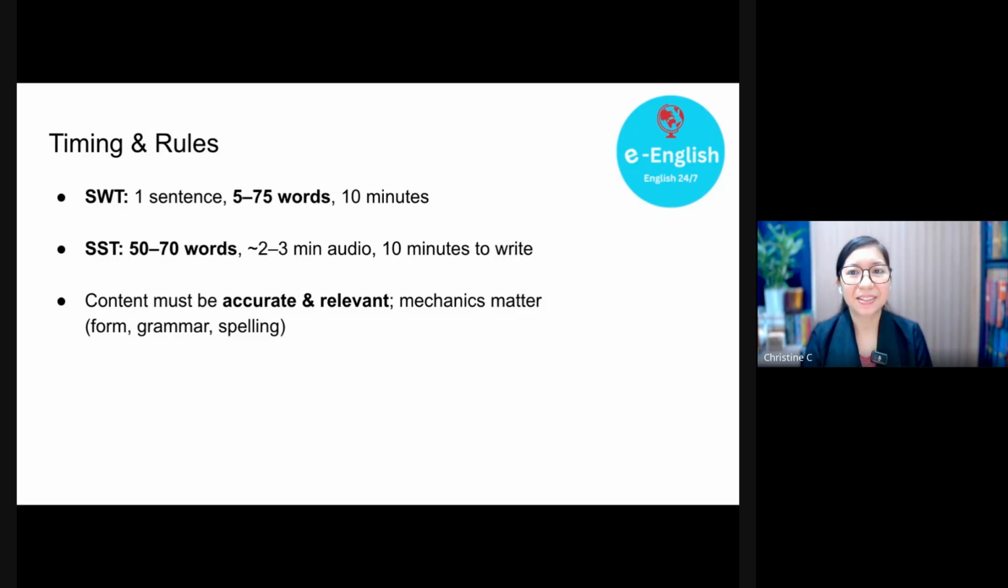So yes, what are the things that are worth noting here? An important factor is to still focus on your content. Okay, we need to make sure that the content is accurate and relevant. Okay, mechanics also matter. So your verb form.